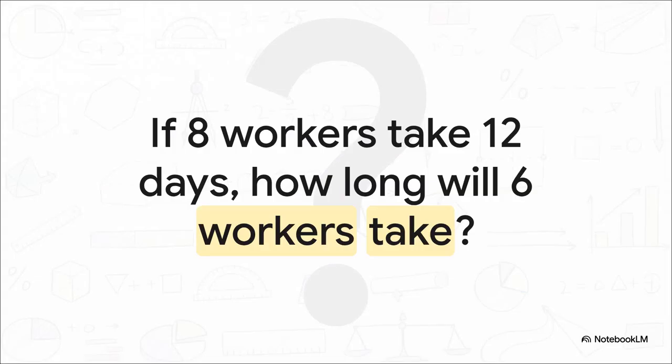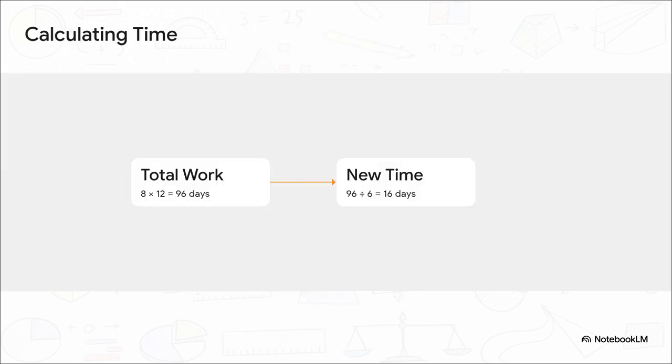All right, now let's challenge our brains a bit with an inverse variation problem. If 8 workers complete a job in 12 days, how long will 6 workers take? Now remember our rule from earlier. Fewer workers means the job is definitely going to take longer. The math has to reflect that real-world reality. Let's look at how the logic plays out here.